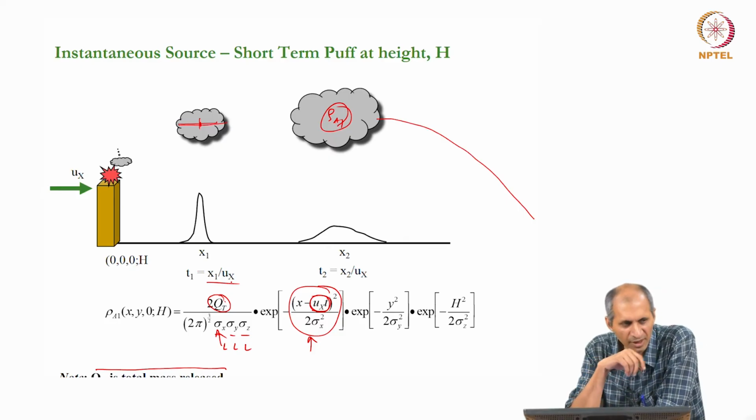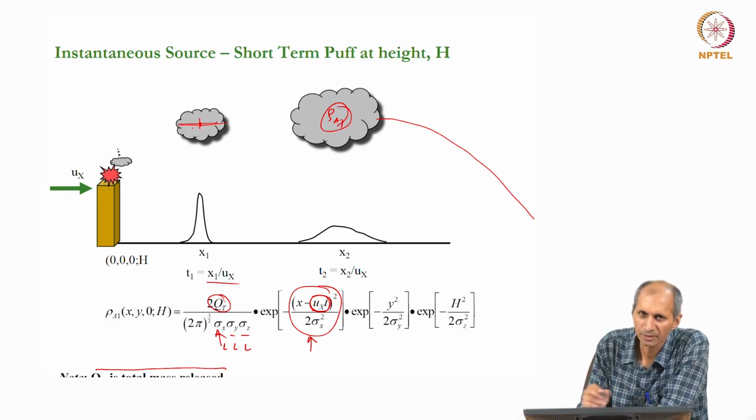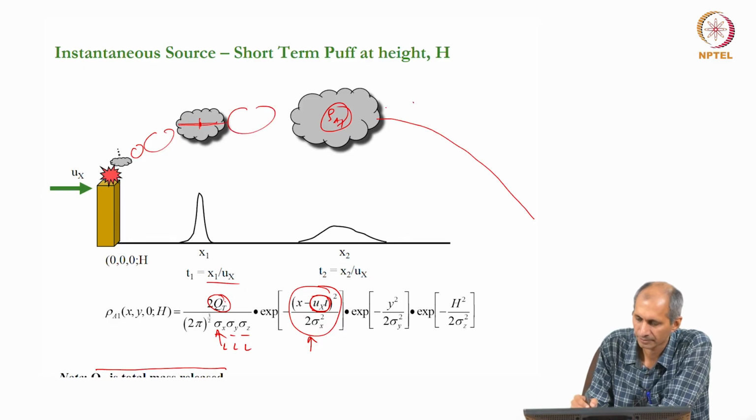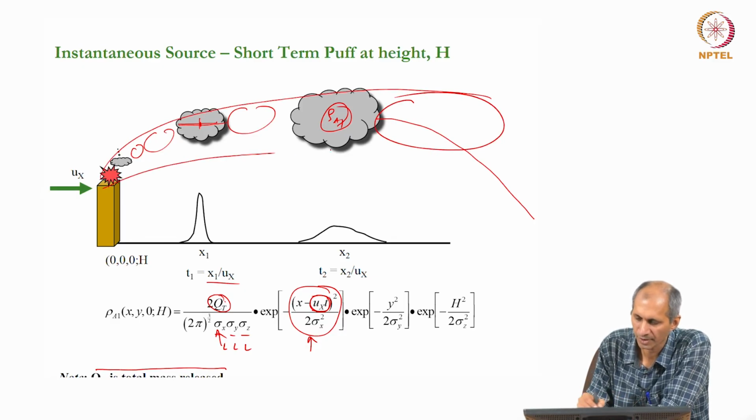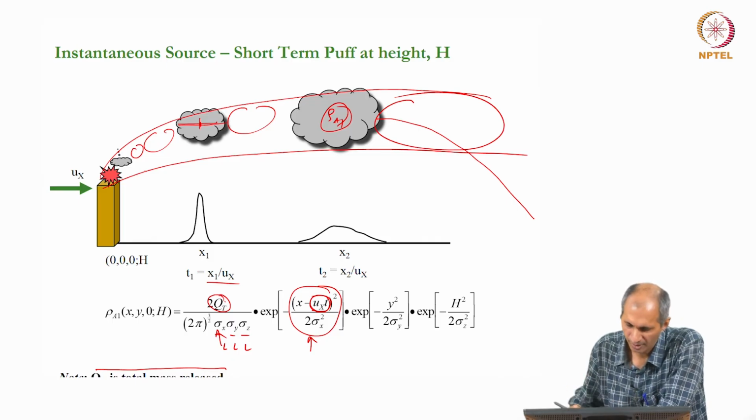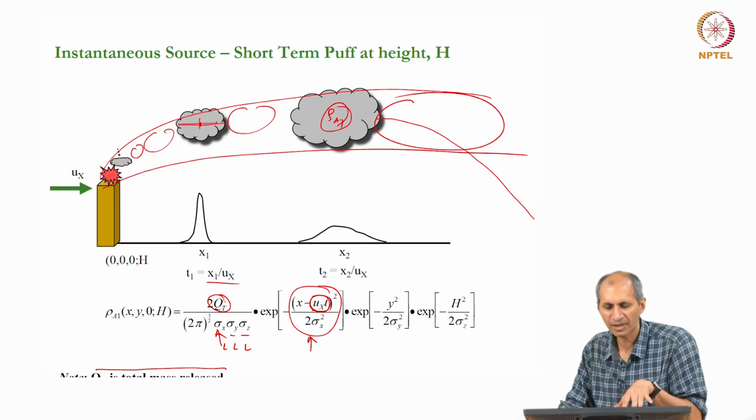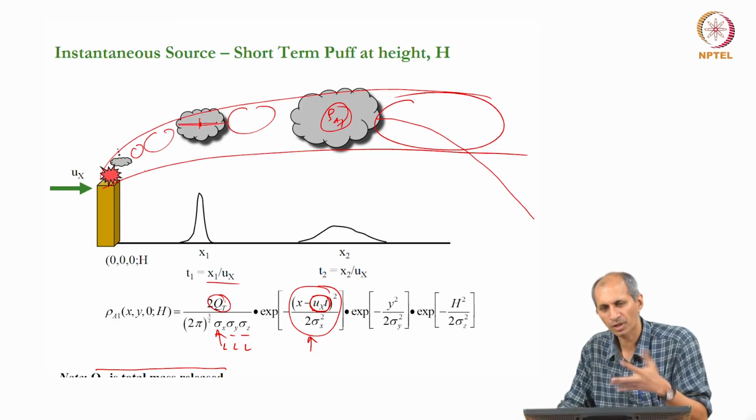There is also another methodology by which people use the puff model to simulate a continuous steady state source. What they assume is that continuously there are puffs that are released, which means the plume, a steady state plume, can be considered as a series of puffs being released one after the other. Okay.